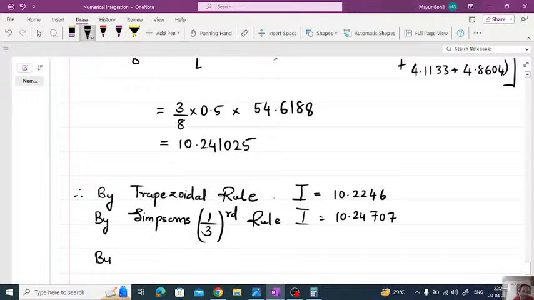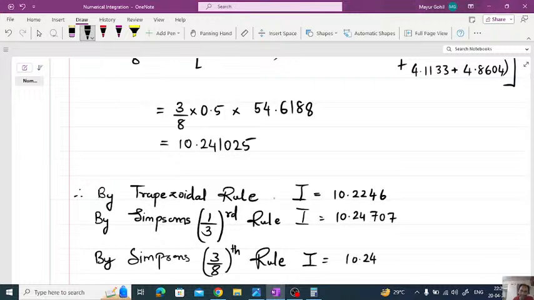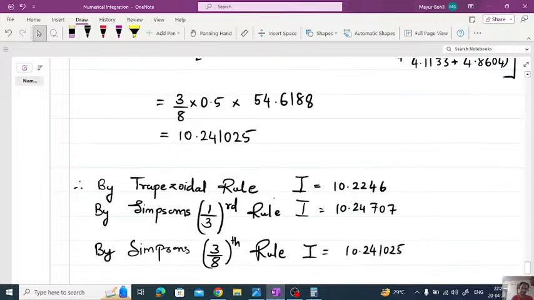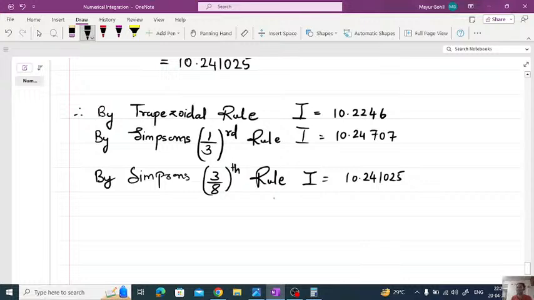Then by Simpson's 3/8 rule, I equal to 10.241025. Okay, whatever you have got, it is okay. Now let me explain the concept. These answers that you have got are answers by numerical method. Okay, numerical method.